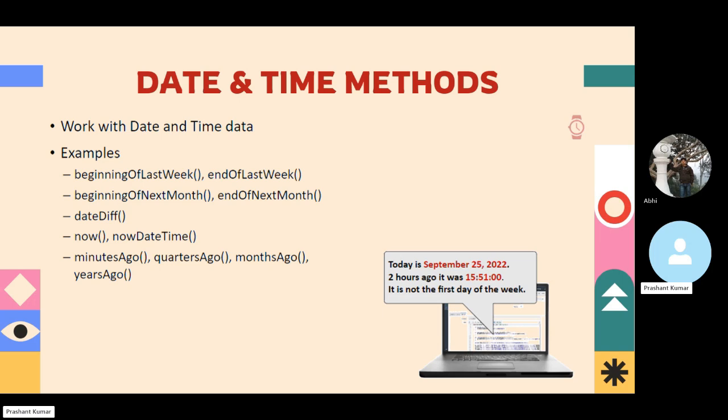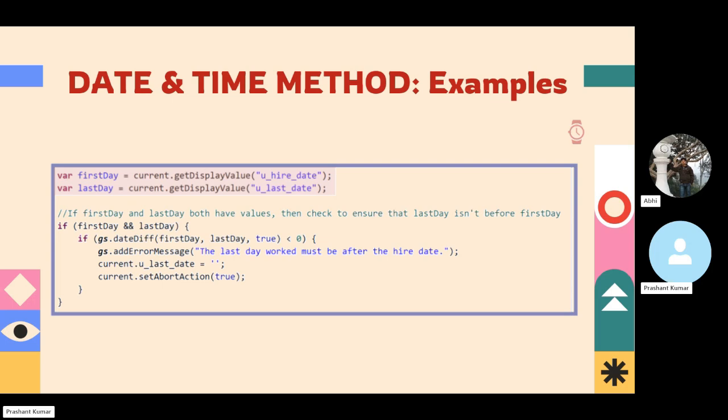These will be utilized very much while doing date calculation. Suppose we have a start date and end date in our system. We do a lot of calculation based on those field values, so these methods will be utilized on the scripting side. For example, right now you can see we are getting the value of the hire date and last date fields, and they will compare the date difference between those two fields. Last day of work must be greater than hire date, so they are doing validation.